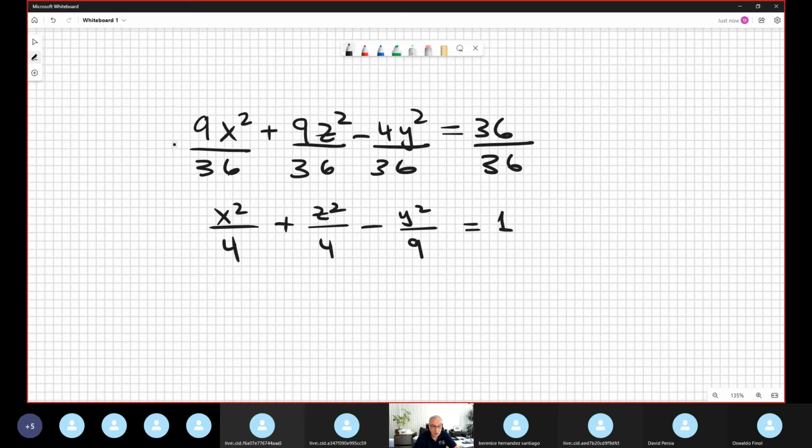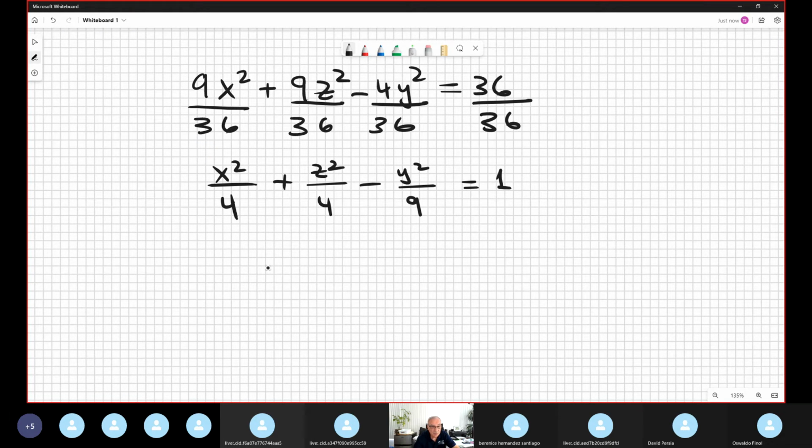Okay, super. If you want, not strictly mandatory, you put it in alphabetical order: x squared over 4 minus y squared over 9 plus z squared over 4. And you see, wow, we are not missing any variable. x, y, and z are present, and everything is a square. Wow, no paraboloid. No, no, no.